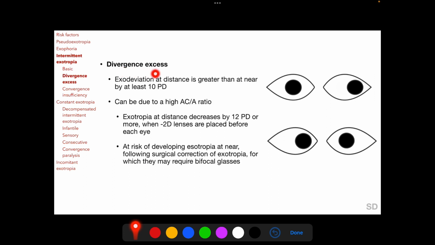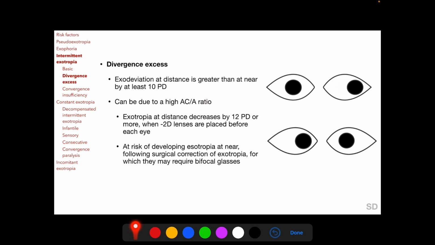In divergence excess type intermittent exotropia, the exodeviation at distance is greater than exodeviation at near by at least 10 prism diopters. Divergence excess type intermittent exotropia can be due to a high AC/A ratio. So we may find high AC/A ratio in patients with accommodative esotropia as well as in patients with divergence excess type of intermittent exotropia. In the former, we will find esotropia at near more than esotropia at distance, and in the latter we will find exotropia at distance more than exotropia at near.